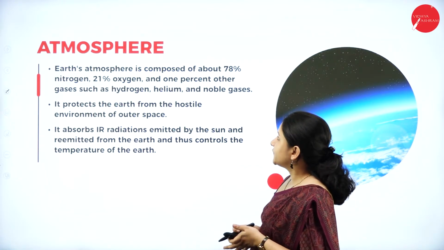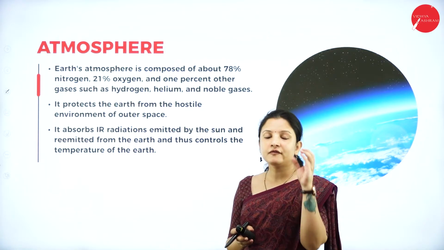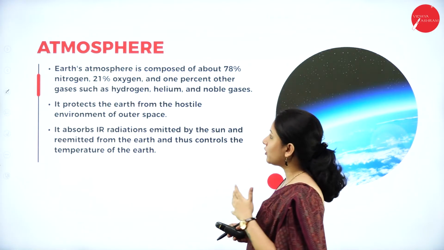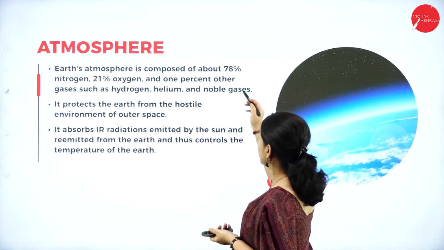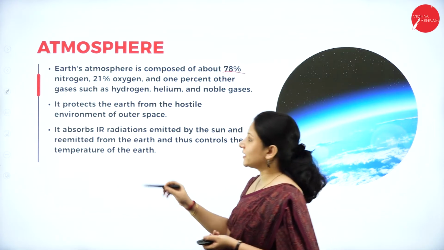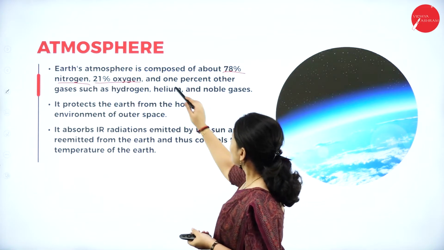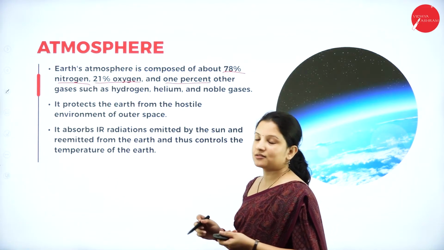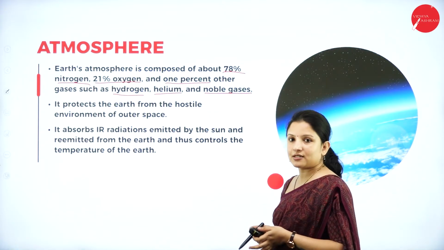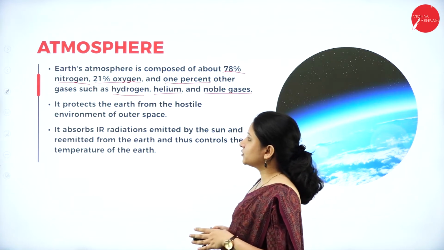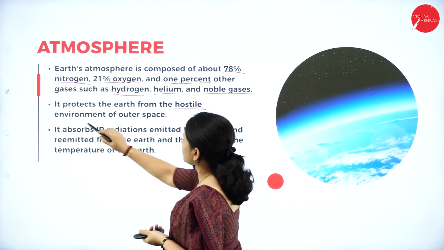So the Earth's atmosphere, what is it made up of? We know that the Earth's atmosphere comprises the stratosphere and the troposphere. It is made up of just gases. Only gases are present, wherein 78% of the gas is nitrogen, 21% of the gas is oxygen, and only 1% of other gases are present, such as hydrogen, helium, and some noble gases. And this atmosphere actually protects the earth from the hostile environment of the outer space.